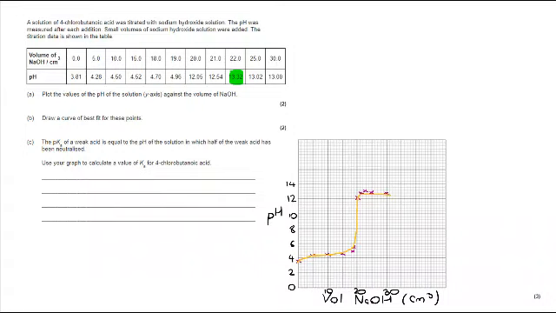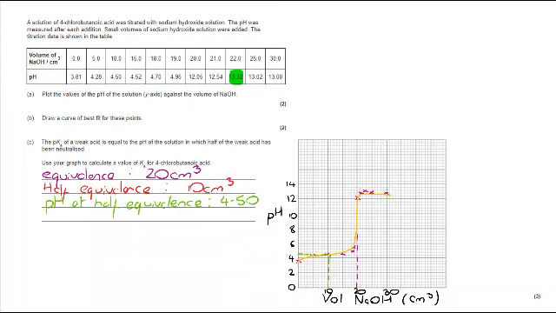On to part C, the pKa of a weak acid is equal to the pH of the solution in which half of the weak acid has been neutralized. Use your graph to calculate a value of Ka for 4-chlorobutanoic acid. I'm going to recommend that you draw the construction lines each time on here. So we're looking for the equivalence point. That's where we've got our steep vertical change, and that is at 20. Now half equivalence happens at half of that volume. So that's going to be 10 cm cubed. So with 10 cm cubed in mind, I'm going to draw construction lines again. I draw in going up at 10 and going across, and that takes me to a pH of around 4.5.